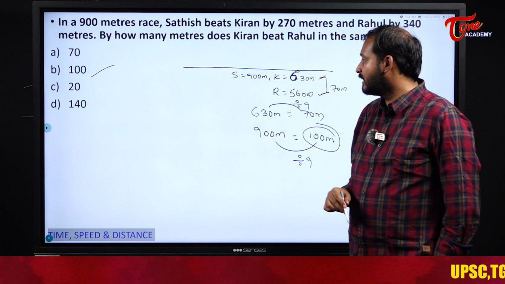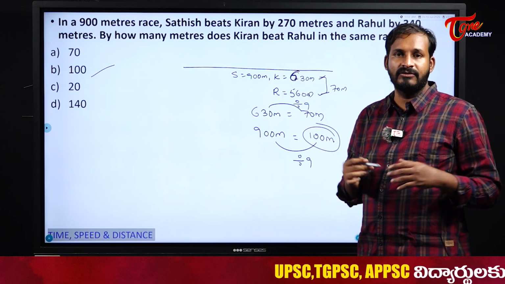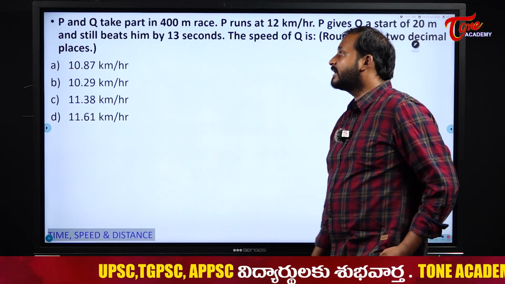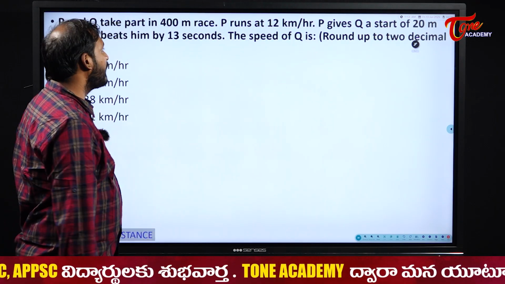He will beat Rahul by 100 meters. Understood? The concept is very, very simple. Just try to understand the things. Okay. Next one. P and Q take part in a 400 meters race.